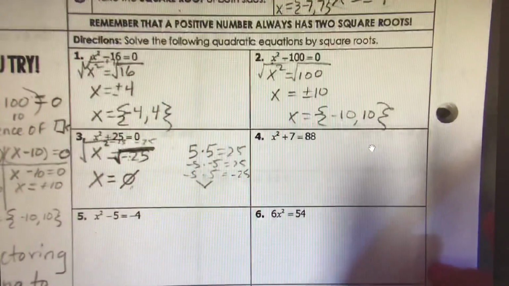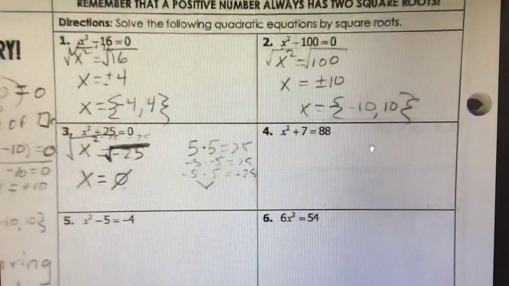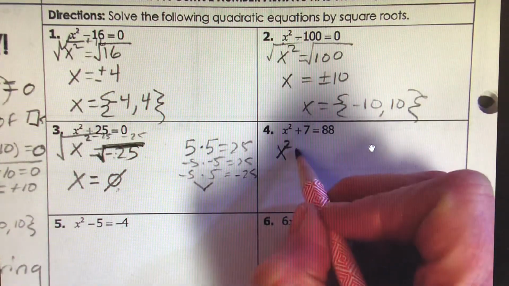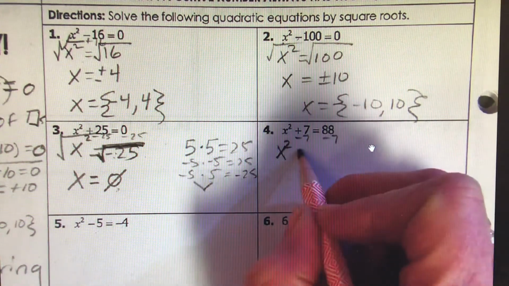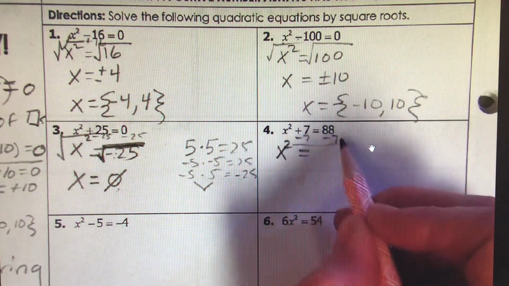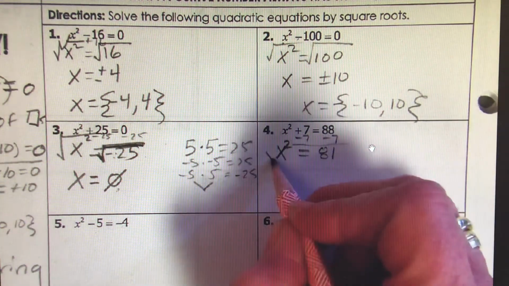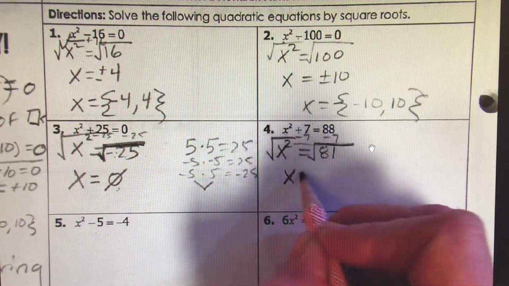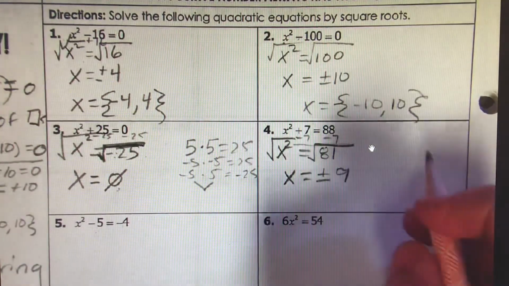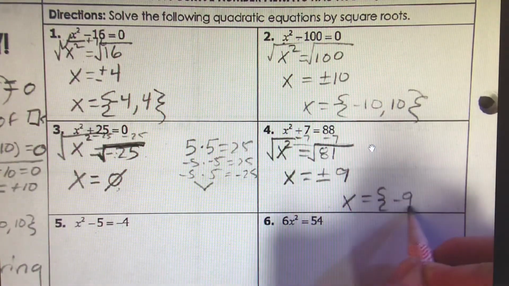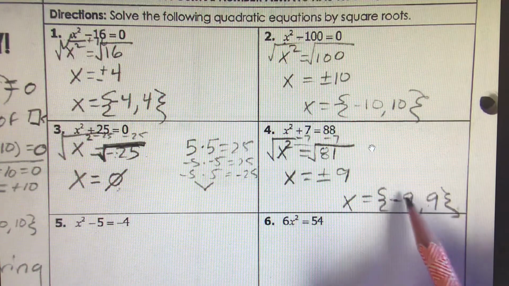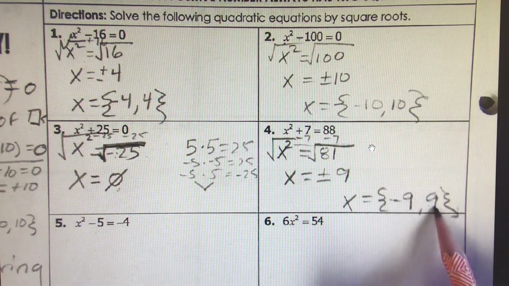Now, for number 4, this looks a little different. It's not a difference of squares. I am going to isolate my x squared. Oh, I like this one. I was hoping they were going to do this. 88 minus 7, well, that's a nice square number, 81. So I'm going to take the square root of both sides. Now x equals positive or negative 9. So my set, and again, this is a set, not a coordinate pair, is that. And remember, it's a square root, so you should have a negative number and its opposite.